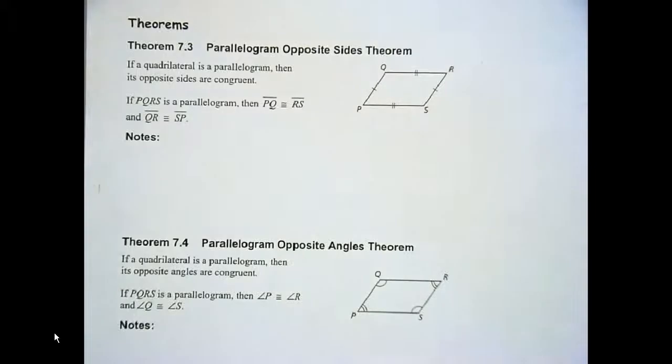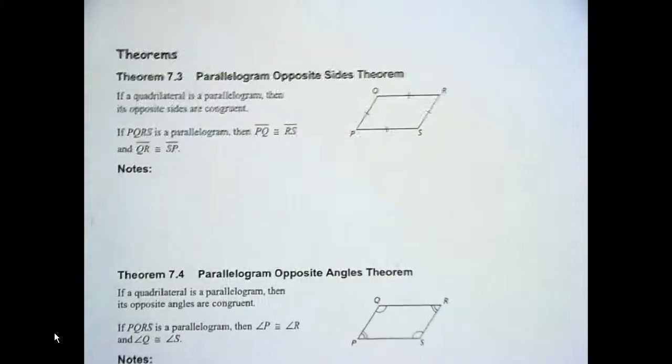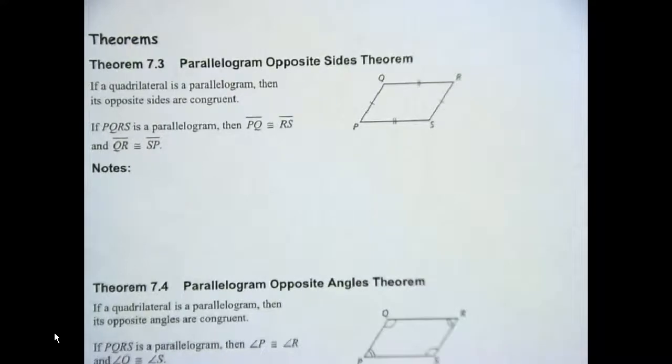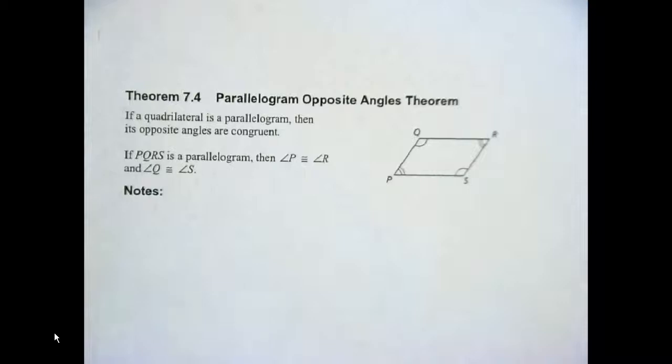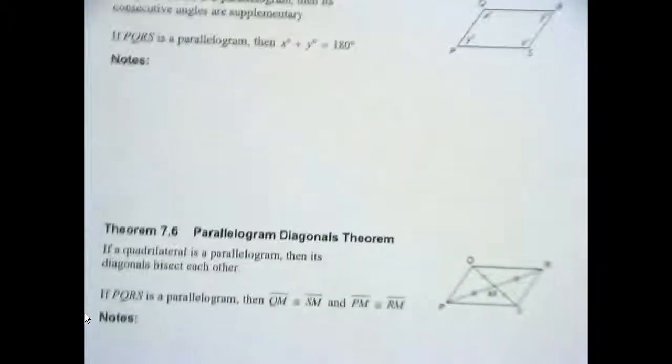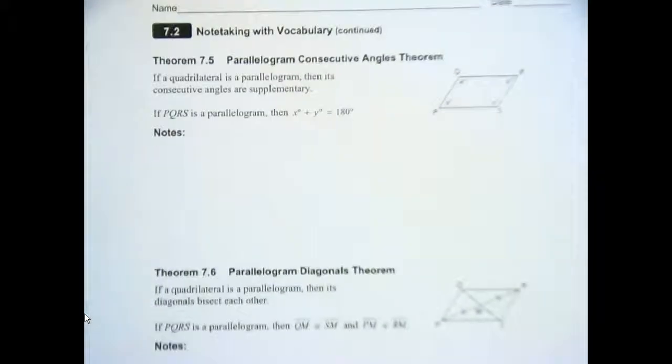The two theorems, 7.3 and 7.4: the opposite sides theorem states that opposite sides of a parallelogram are congruent, and opposite angles of a parallelogram are congruent. 7.5, the consecutive angles theorem, or another way of saying same side interior angles.